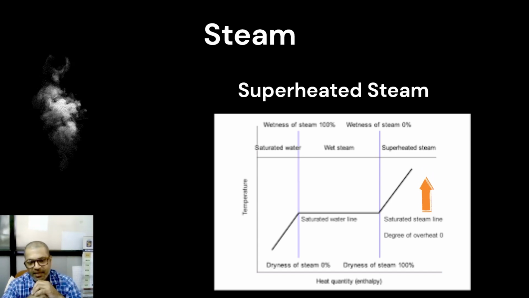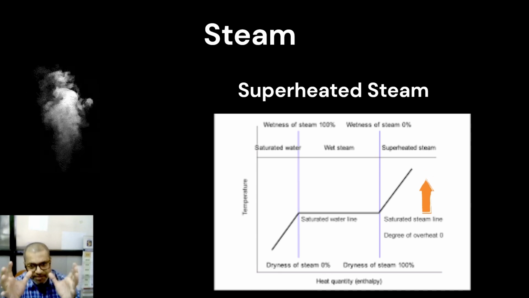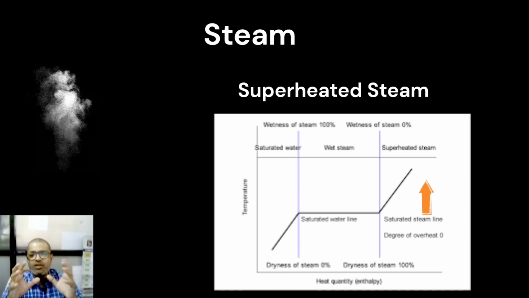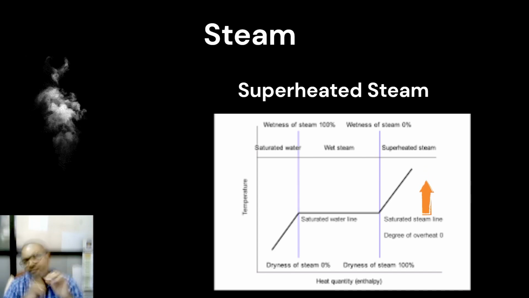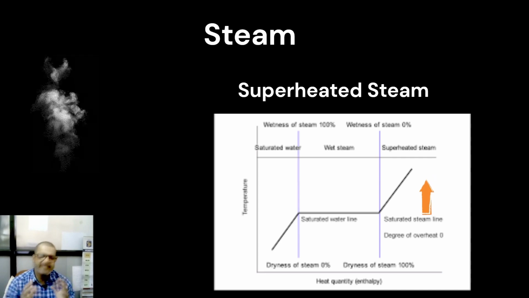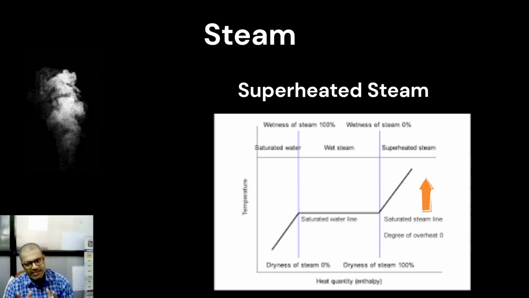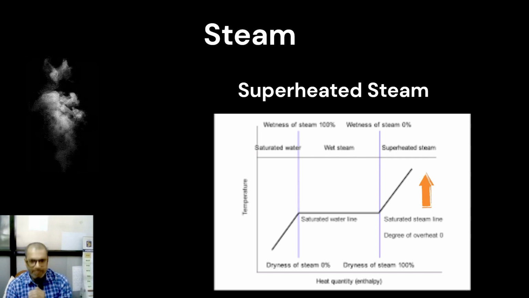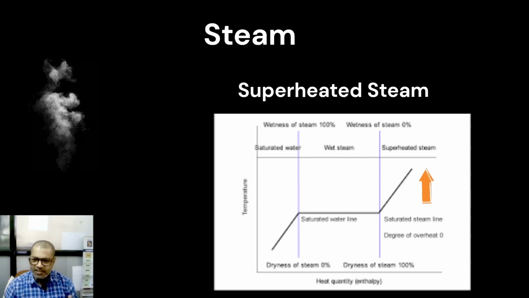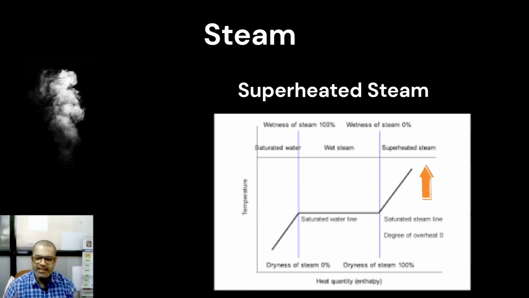Superheated steam. If we take saturated steam and then we heat it even further and it is out of contact with water, then we get superheated steam. Superheated steam has a higher temperature than saturated steam at the same pressure. It means that it contains more energy, which makes it more efficient for use in engines and turbines.